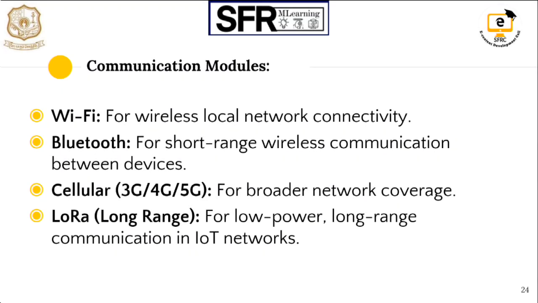What else? That is the next one. Apart from these sensors and actuators, IoT requires communication modules, because nowadays we are doing everything with the help of internet connectivity. So these are the modules required for working with the internet: Wi-Fi, Bluetooth, cellular, as well as LoRa for long range.